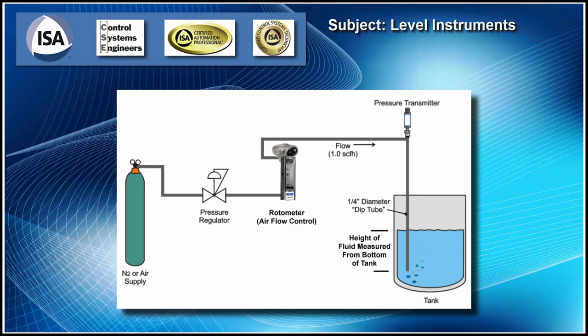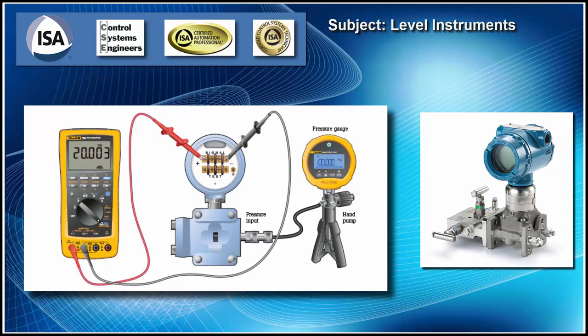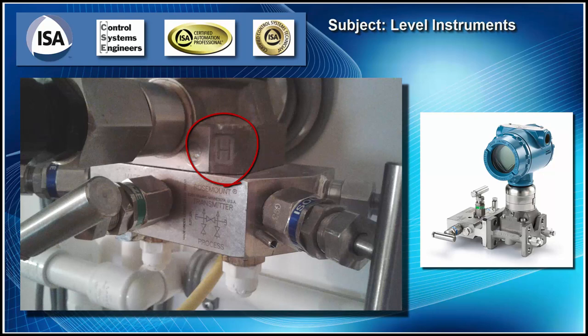Okay, so how do we calibrate this level transmitter? Well, the first question you may have is, how do I know what is the high and the low side? If you look at this right here, you'll see that it's actually forged into the transmitter. You have an H for the high side and an L for the low side.